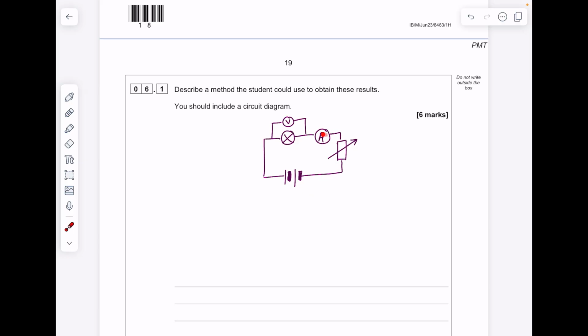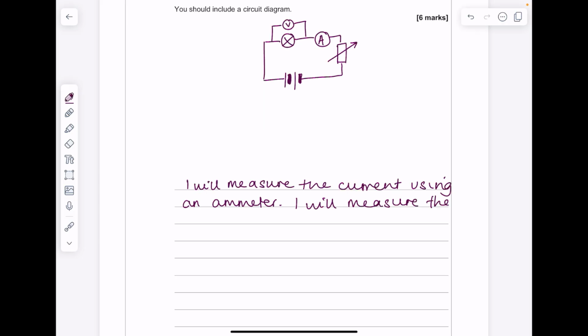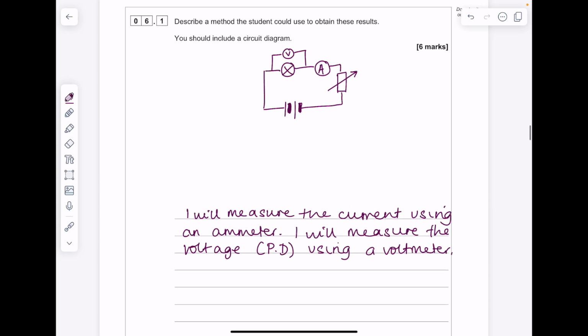But look, my ammeter is going to measure the current, it's been added in series. The voltmeter will measure the voltage that's been added in parallel. And here's my power supply and my variable resistor. So really spell it out. I will measure the current using an ammeter. I will measure the voltage or potential difference using a voltmeter.